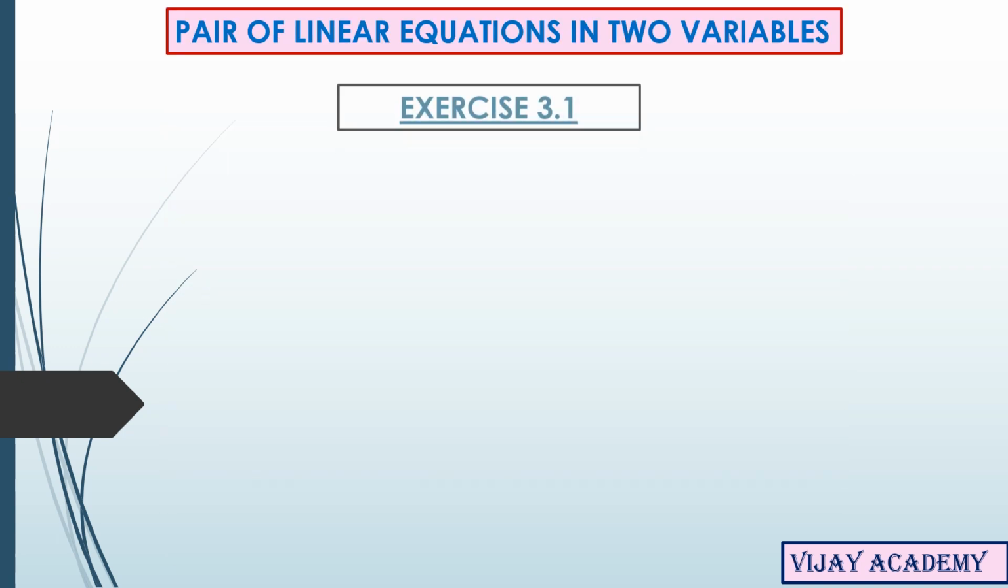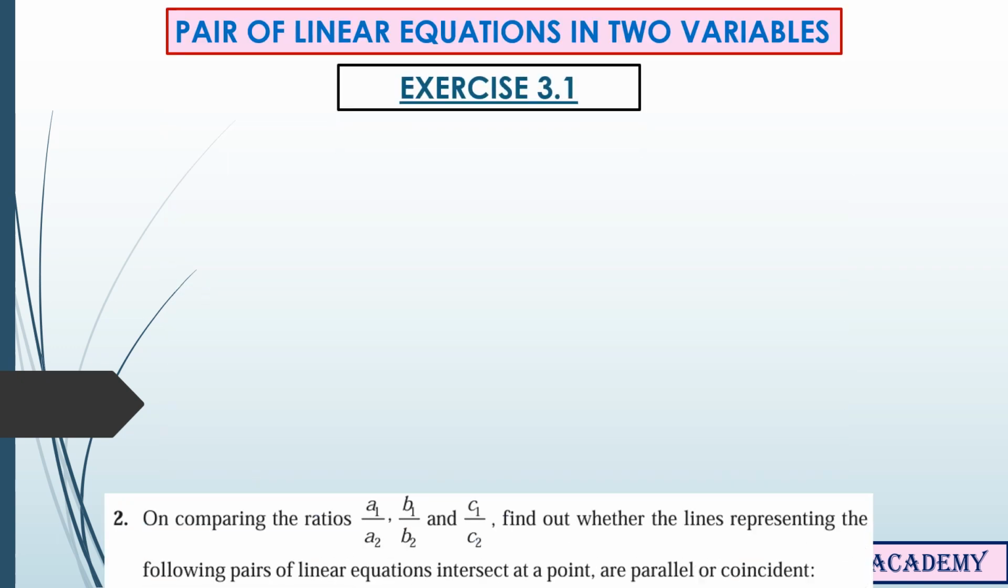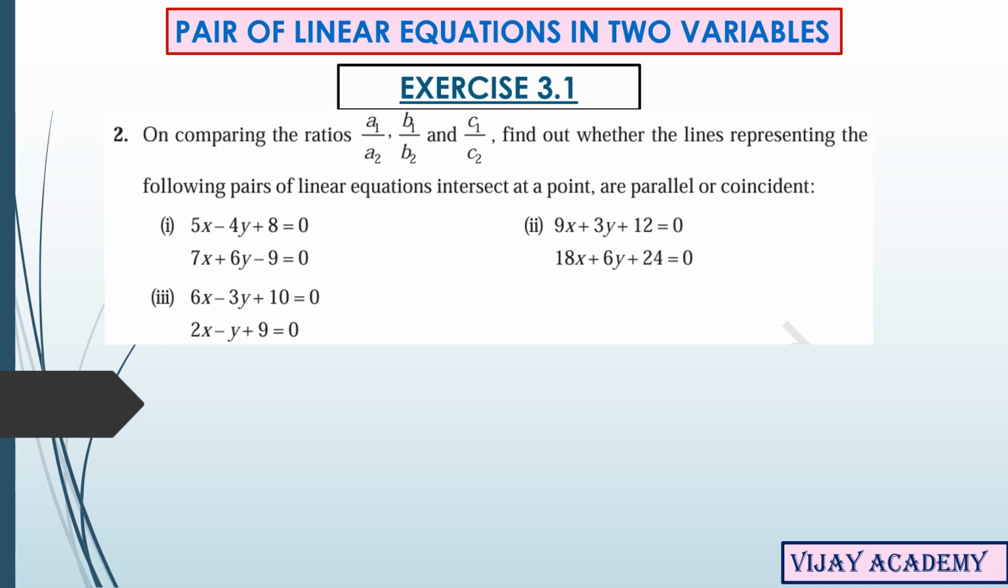So in this video I'll be explaining exercise 3.1 second main from pair of linear equations in two variables. So the question is like this: on comparing the ratios a1 by a2, b1 by b2 and c1 by c2, find out whether the lines representing the following pair of linear equations intersecting at a point are parallel or coincident.